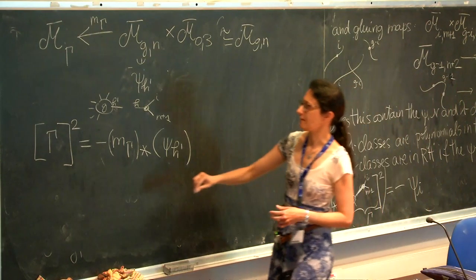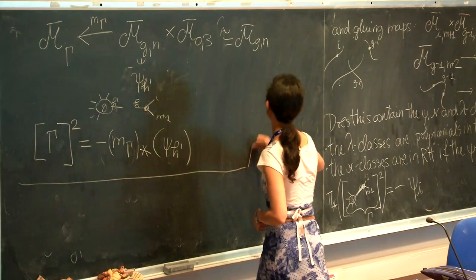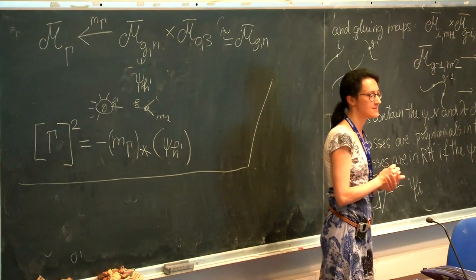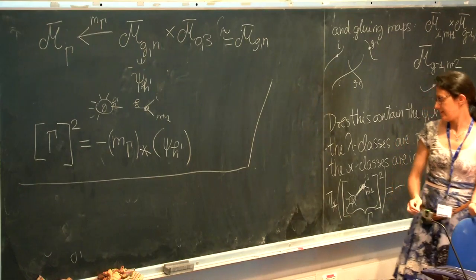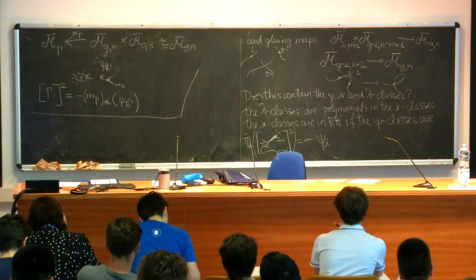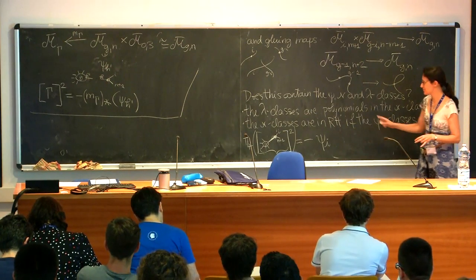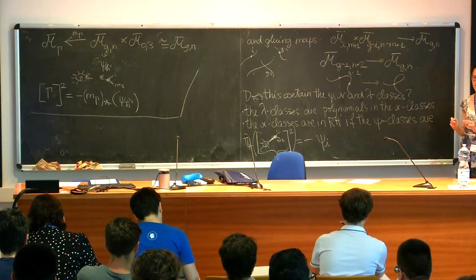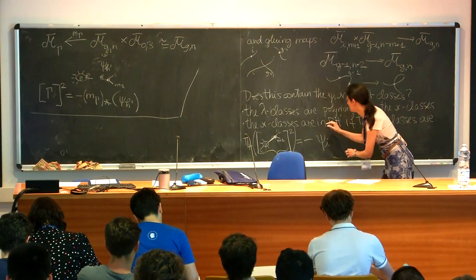Can you say also why are the lambda classes polynomials? Sorry? Why are lambda classes polynomials? I will explain it later. I'm becoming skeptical of the fact that I will do it today, but it has something to do with the general topic of finding relations between tautological classes.